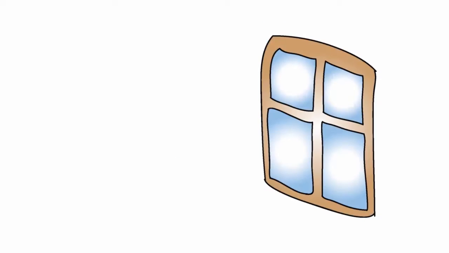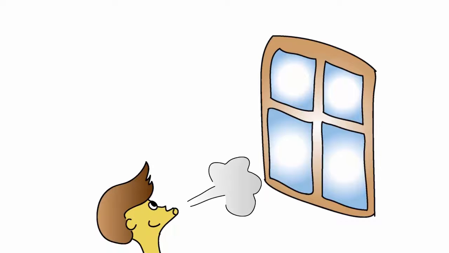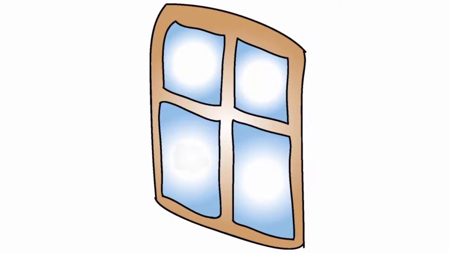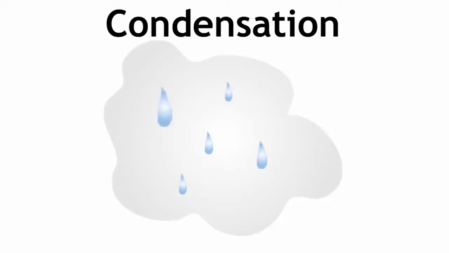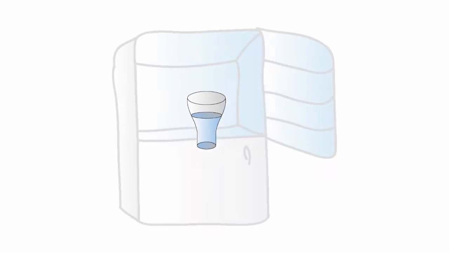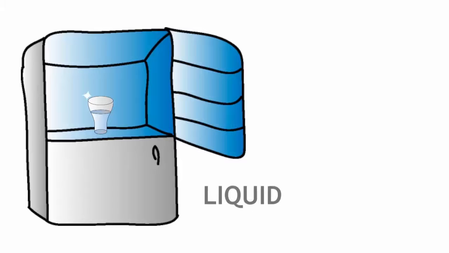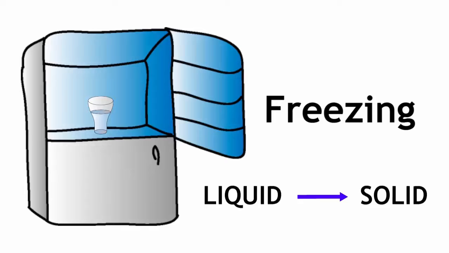Just take a moment to breathe on a window. What do you see? The air you breathe out is warm and moist. What you see is condensation, as the air cools on the colder glass. If you place a glass of water in a very cold place, the water will quickly cool and the liquid will become solid. This we know as freezing.